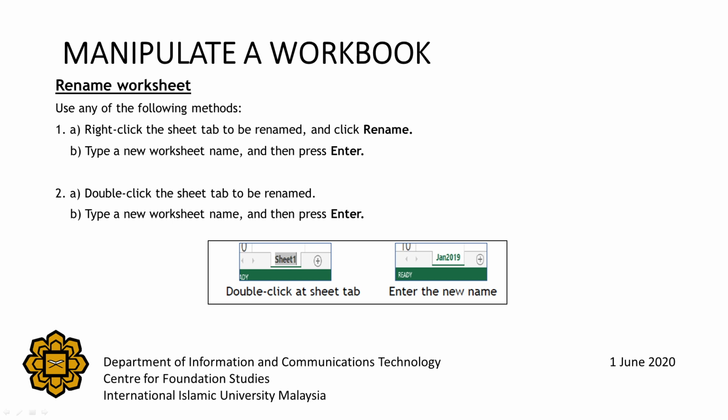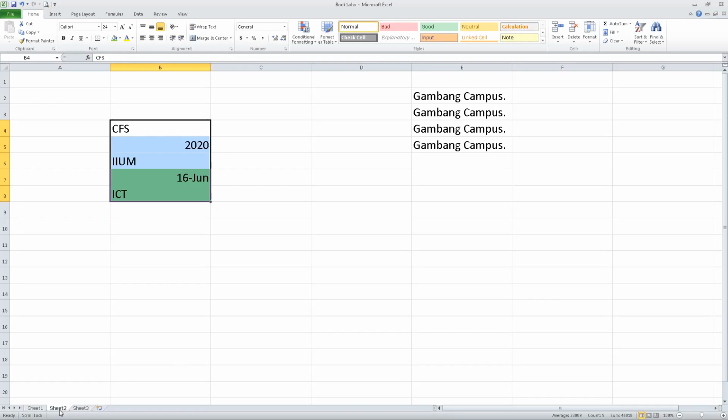So for example, I want to rename my worksheet. The first one is, you right click and then you choose rename. For example, I type Excel tutorial, and then I press enter. Or you can just double click at the sheet tab and then rename it. For example, I type Excel tutorial 2020, and then I press the enter key.